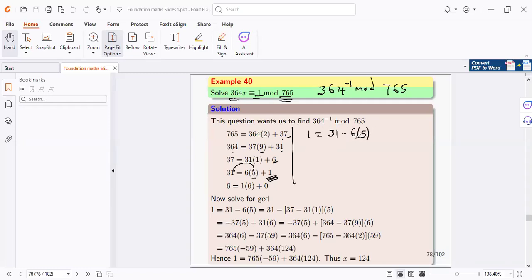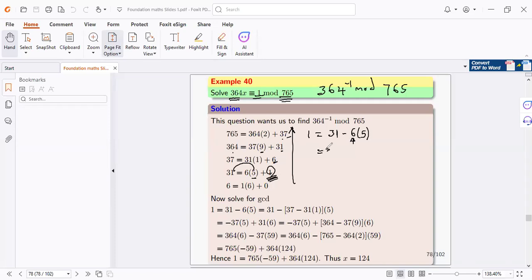Then now, replace the next remainder. We've replaced the first remainder. The first remainder is that. Now the second remainder, going up, the next remainder is this 6. It's the one we replace here.